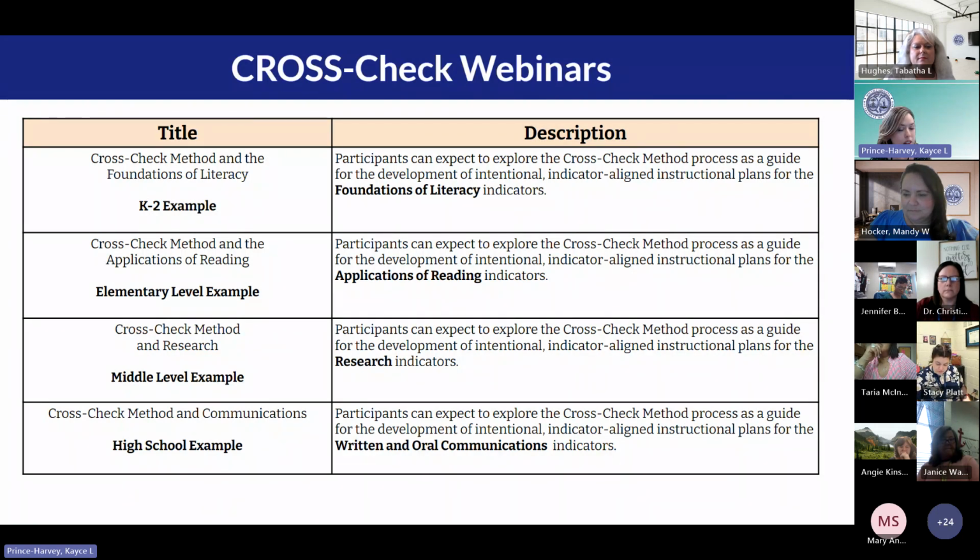Last week, we had the cross-check method with research, where we had a middle level example. And then today we are rounding that out with the cross-check method in communications, where you'll get a high school example. So each of these is recorded. If you attended or registered for any of those previous webinars, you should have received the recording, and you'll receive the recording today as well. But we are also going to take all of these recordings and put them on our professional learning library, which will be posted on our website if you ever want to get back to any of them. But just know that the cross-check method can be applied across any of our strands and at any of those levels. We just wanted to give you some examples across those different ones so you could see the different ways it could be applied.